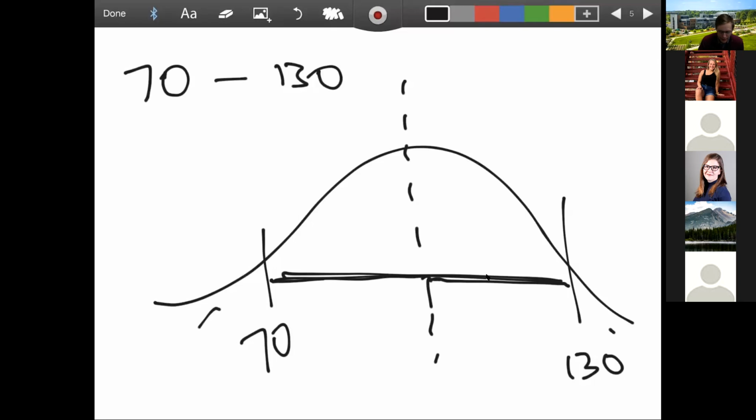But that gets a little hairy, so I would just take, especially for this where 70 and 130 are equidistant from the mean, you can essentially just take the distance between the mean and the value you're interested in, and multiply that by 2, and you get that proportion. Does that make sense?